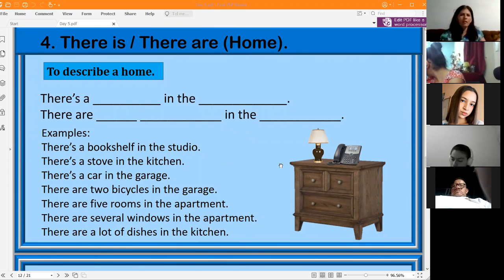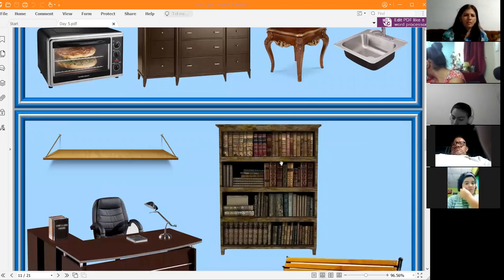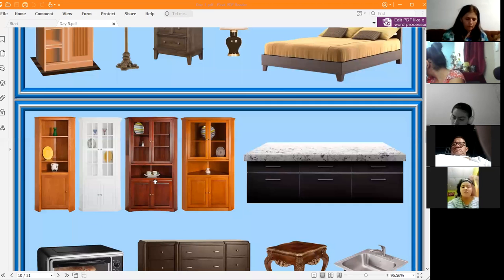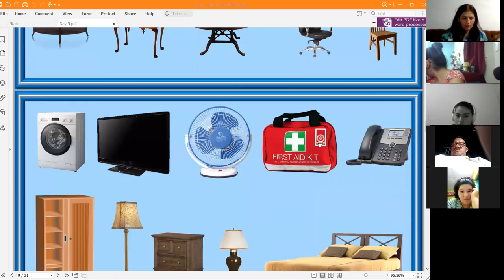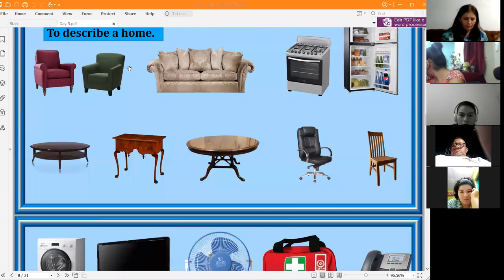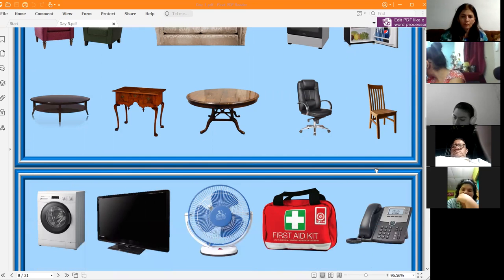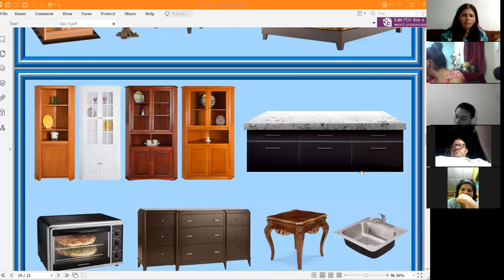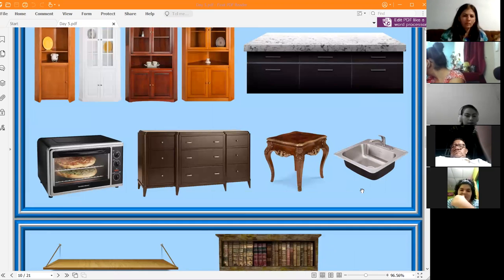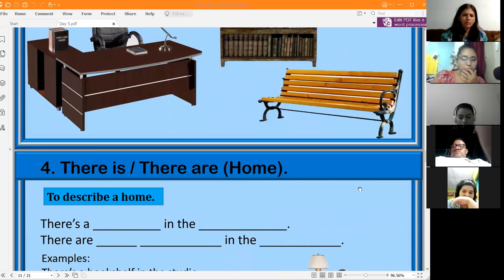Okay, so imagine that we say here, there are four cupboards. And here you will say, there are two armchairs, right? And there are two chairs, one office chair and one dining room chair. Okay, let's see then how we use it. Some examples.